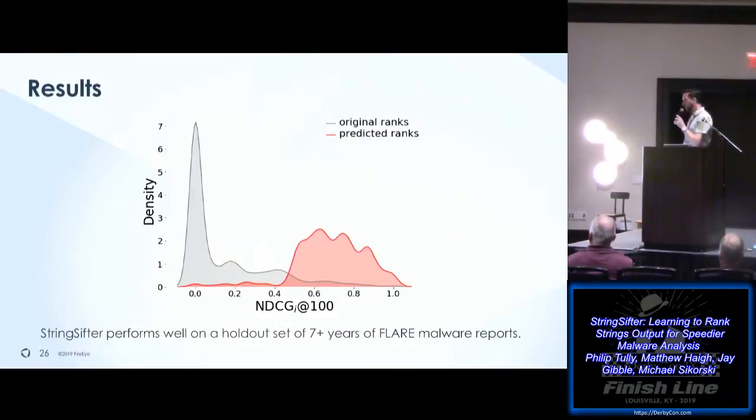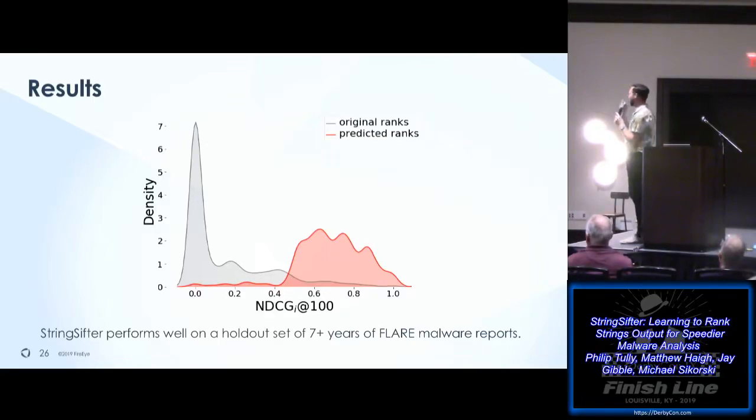And what does this look like for a set of test strings that the algorithm hasn't been exposed to before? I have two kernel density estimate plots here. One is the gray one on the left-hand side. This is when I compute this normalized discounted cumulative gain score over strings outputs that haven't been run through our StringSifter algorithm. It's just the raw strings output. This is kind of expectedly bad, right? This is unsorted, unranked. This is exactly the problem we're trying to fix with our algorithm and our approach.